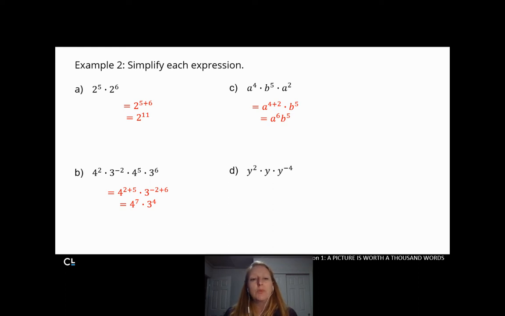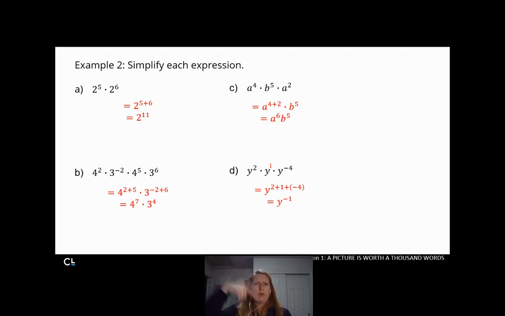Y squared times y to the negative 4. Did you catch that naked y? Please remember, if you don't see an exponent, it has an exponent of 1. I hope you remember that, because that means these all have the same base, and I'm just going to add my exponents. 2 plus 1 plus a negative 4. 2 plus 1 is 3, plus a negative 4 is a negative 1.